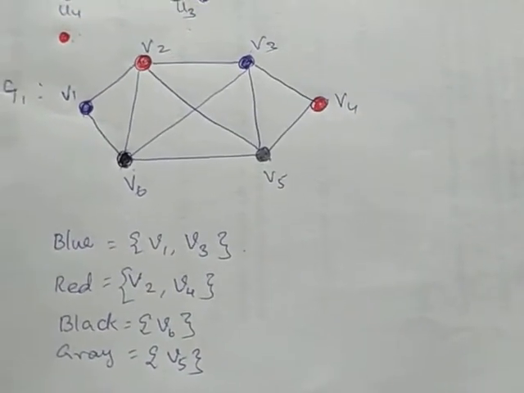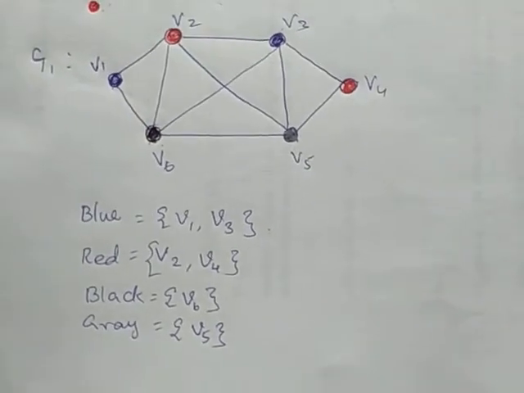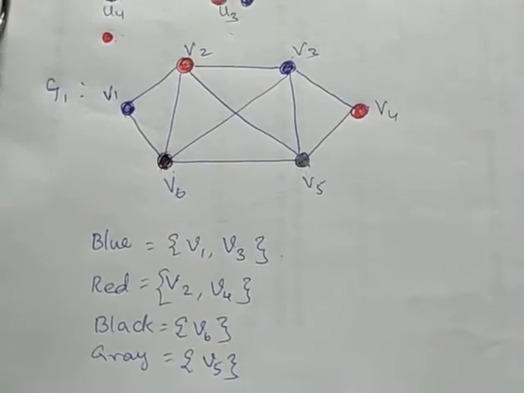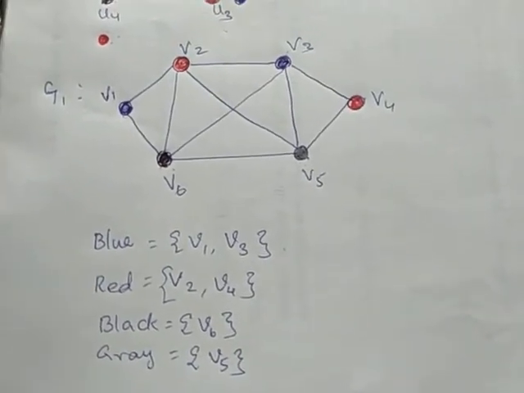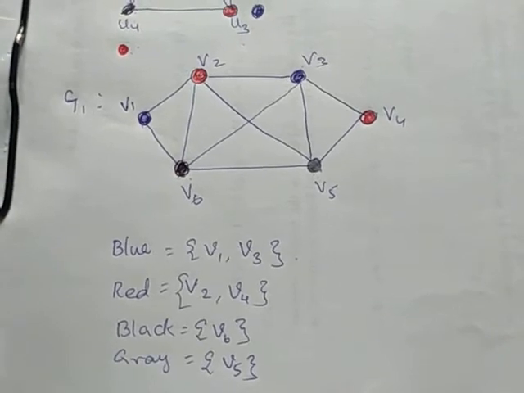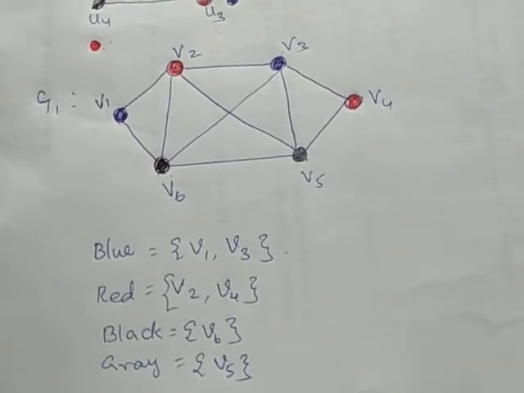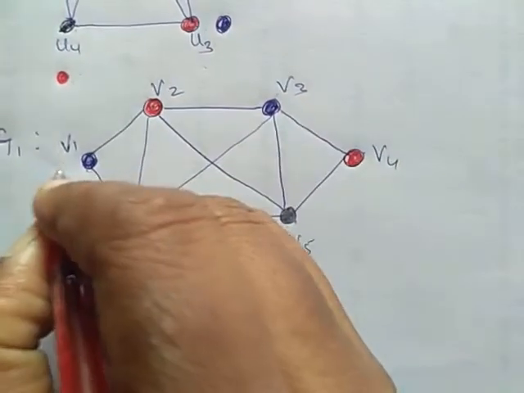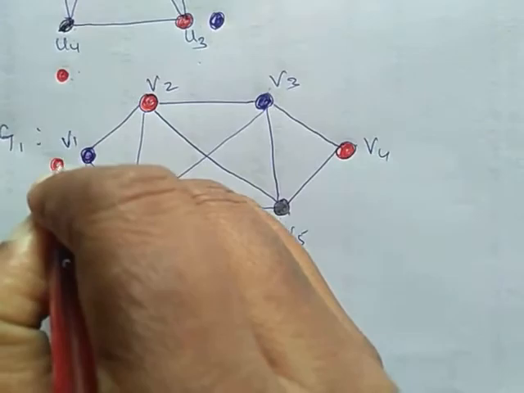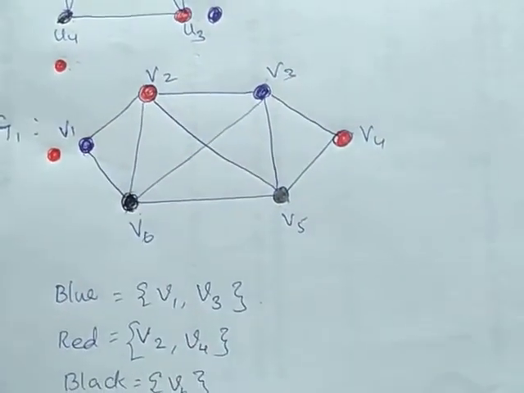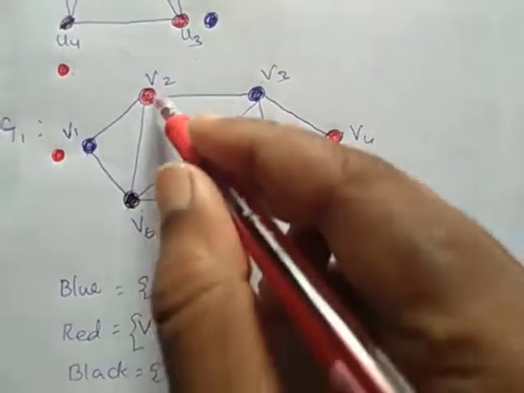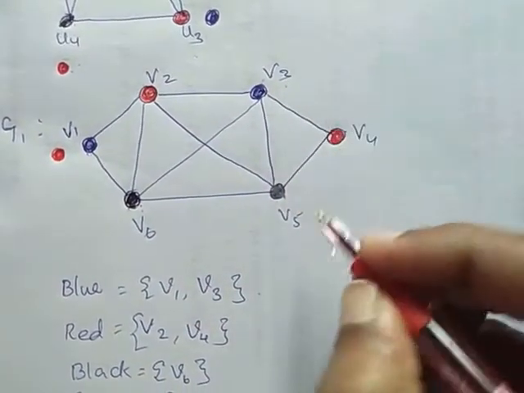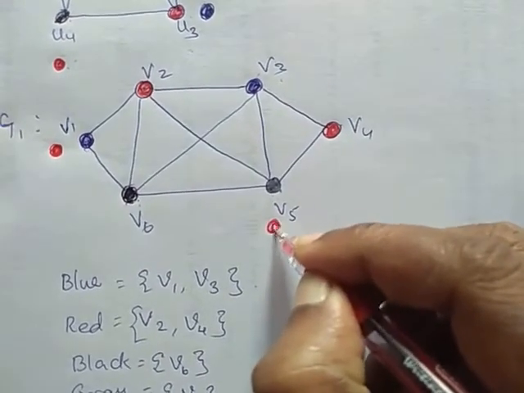Now consider another way of coloring the graph. I'm going to color V1 as red. Now these two are adjacent to each other. So I can take V3 as red or V5 as red. I'll take this as red color.